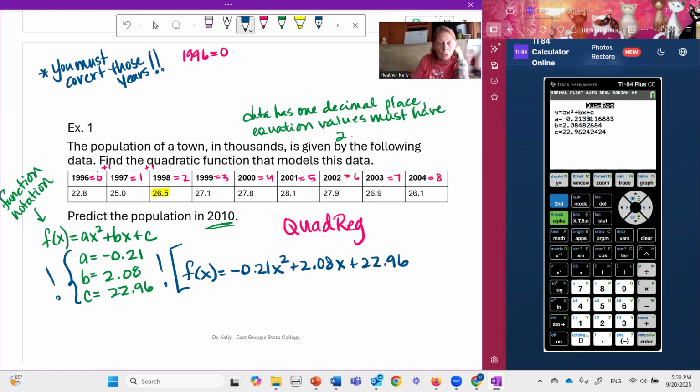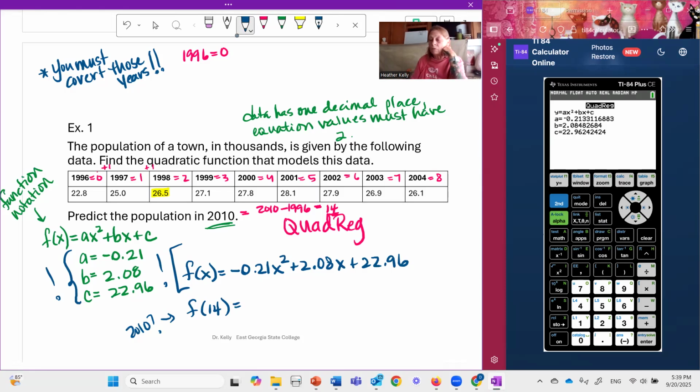Predict the population in 2010. Well, in 2010, we'll say 2010 minus 1996. 2010 minus 1996 is 14. So here now we're going to do f of 14 for 2010.